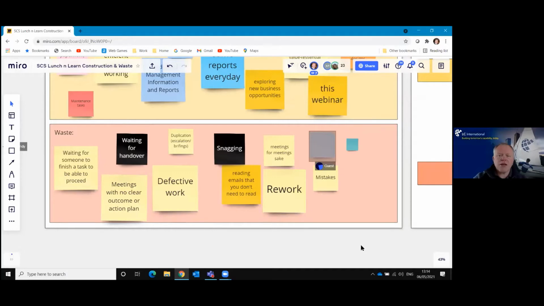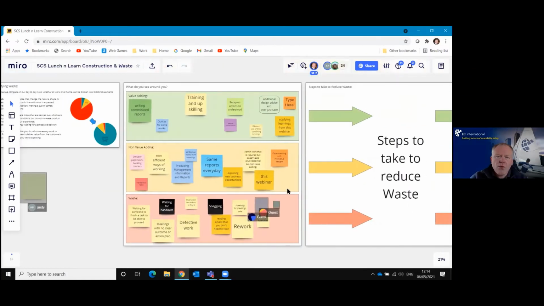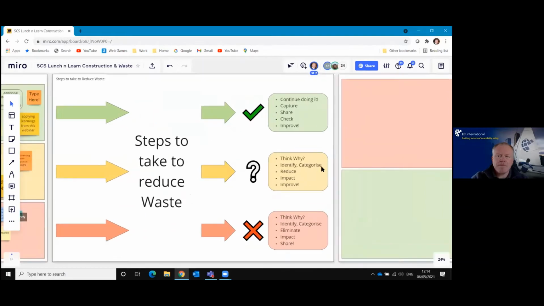So these are some really good examples there of waste that we see. But we now see around what we do that's value adding, what we see that's non-value adding, we need to take action, and then the waste that we need to remove. So let's think about the steps that we take to reduce this waste.